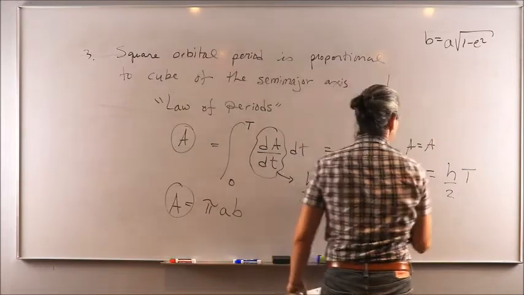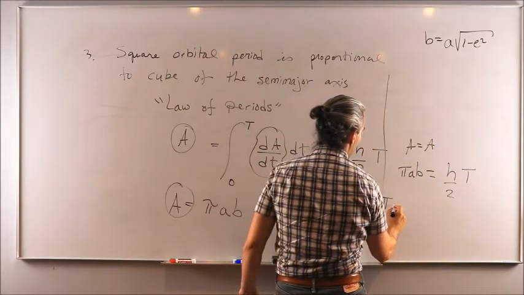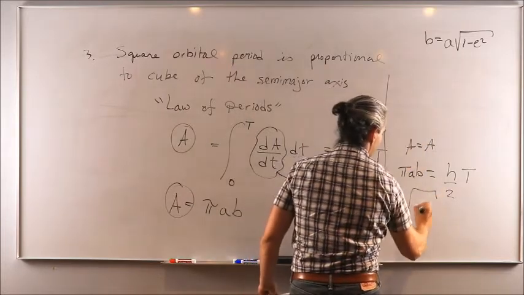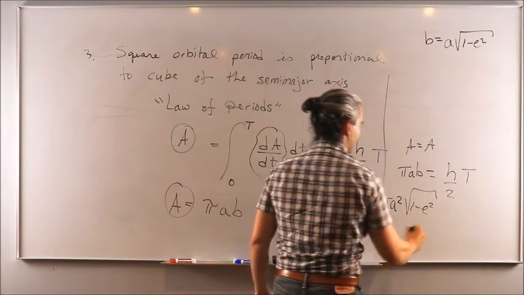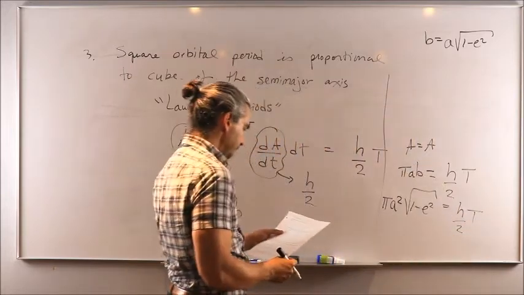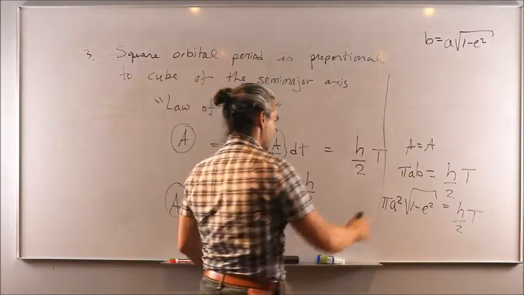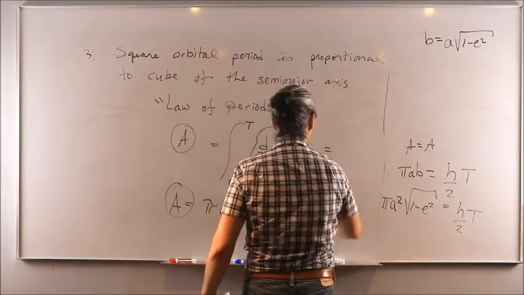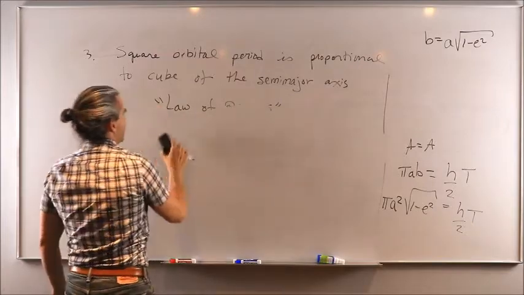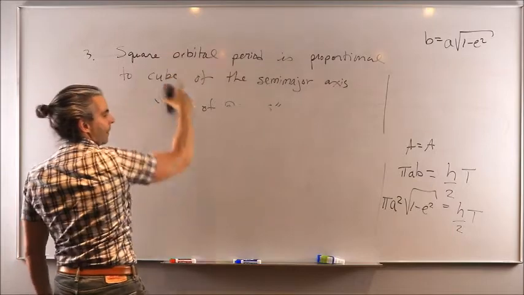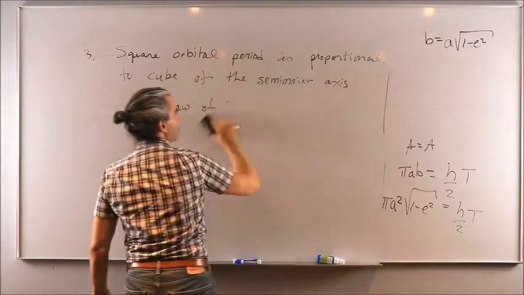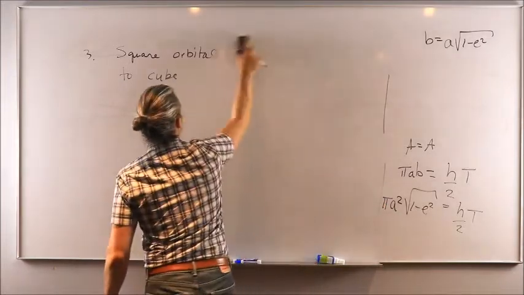So let's replace b with that, so that we end up with pi a squared square root of 1 minus e squared equal to h over 2 times 1 orbital period. Then we're going to solve that expression for the orbital period T and see what we end up with. Because again, the objective is to demonstrate that the square of the orbital period, T, should be proportional to the cube of the semi-major axis. So let's see if this is indeed what we get.